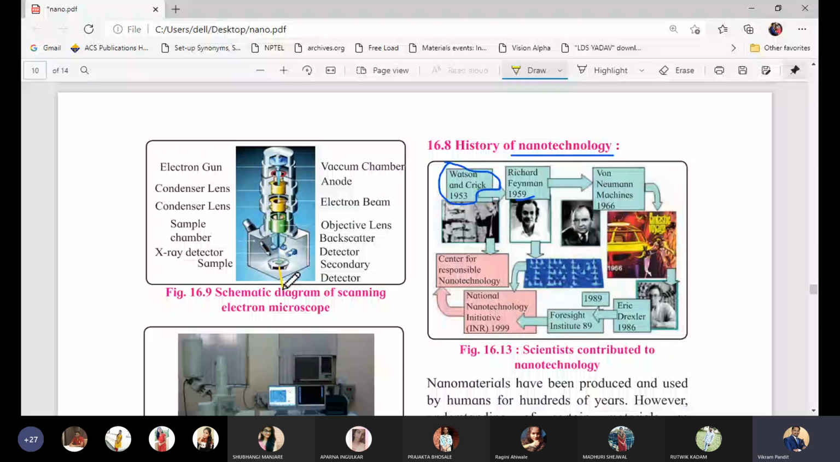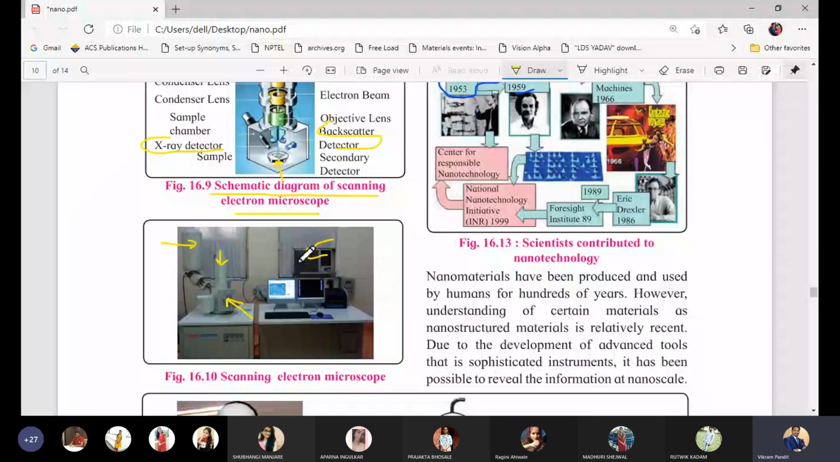This room is under continuous AC. See, the AC is shown here in the window. There are so many ACs so as to keep the temperature constant, because there are electrons. So we have to keep this system below room temperature. Otherwise, each and every part of this machine is so costly. That's why this is there.